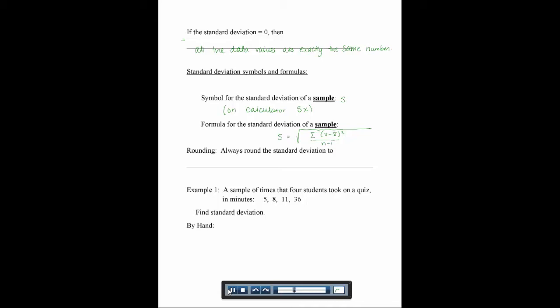Okay, so it's kind of a complicated formula. We won't want to do this by hand. I'll show you one example by hand, and then you'll really want to do it on your calculator. And you can find the standard deviation the same way you found the mean, by going to L1 and then going to one variable stats. So just like we rounded the mean, we're going to round the standard deviation to one more decimal place.